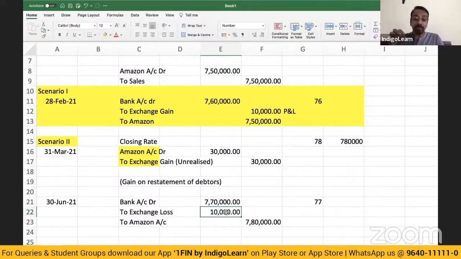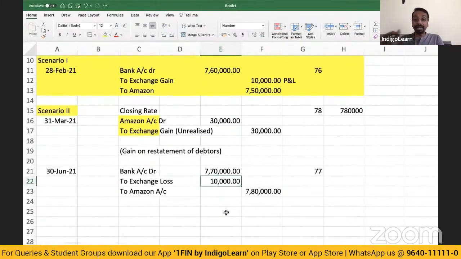If the transaction has been settled, any gain or loss arising out of that settlement of transaction will be recognized in the statement of profit and loss, right? Simple. I don't think there is much complication here. But always remember, you are restating only monetary items. We are not restating the non-monetary items. We are restating only the monetary items.